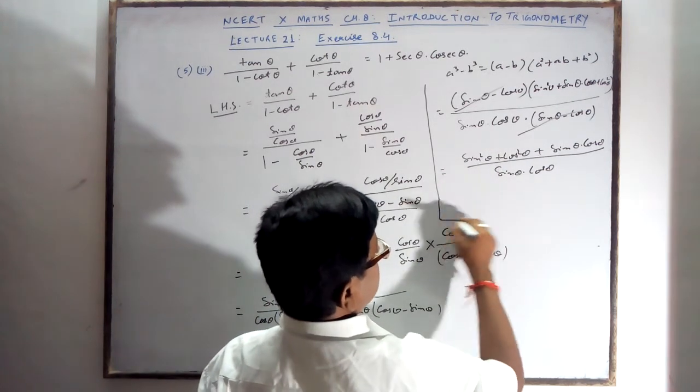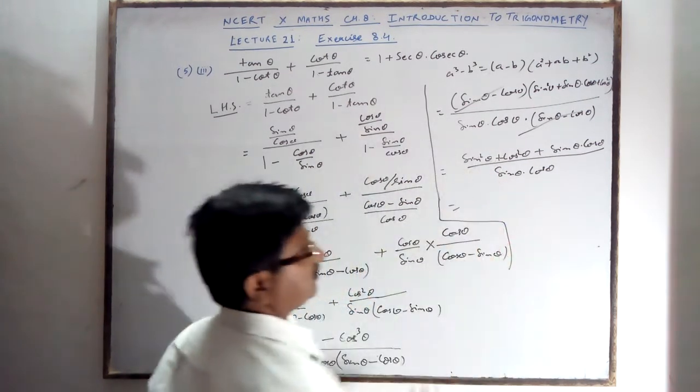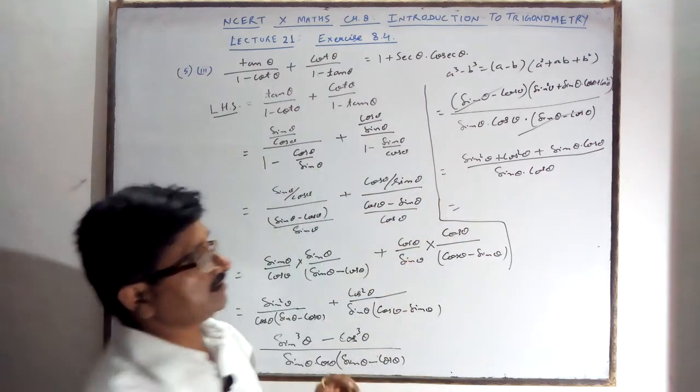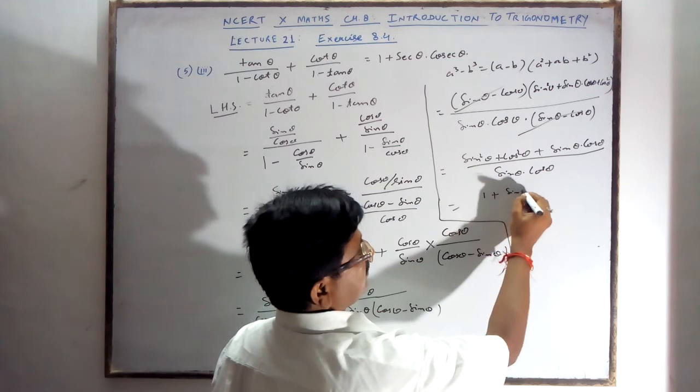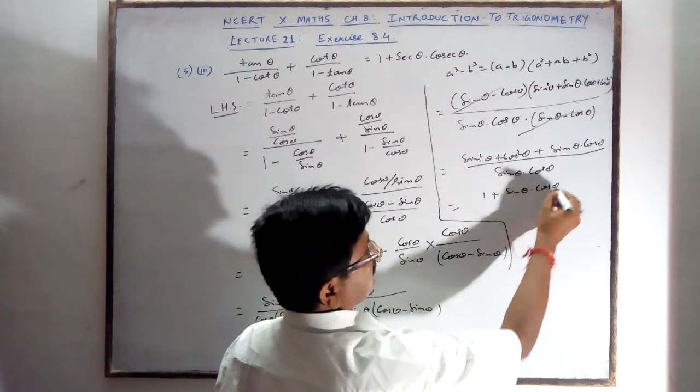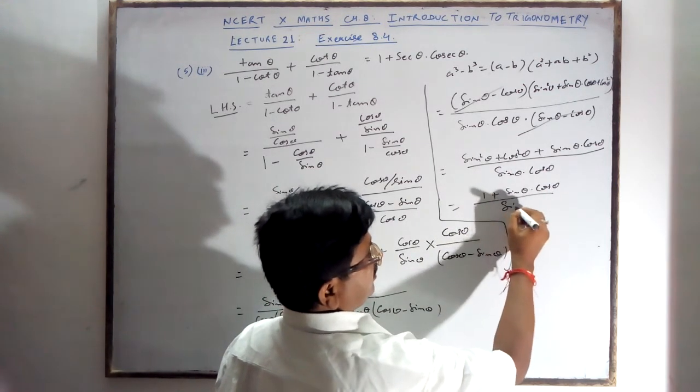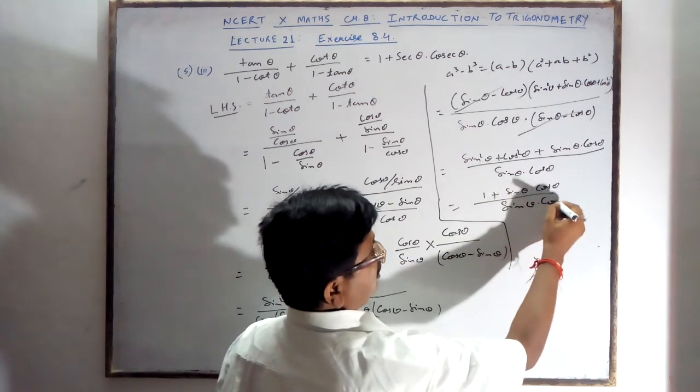What will you write at the place of this? It is 1. Sin square theta plus cos square theta is 1 by identity, plus sin theta into cos theta. Denominator as it is you write down. Now apply the rule of fraction.